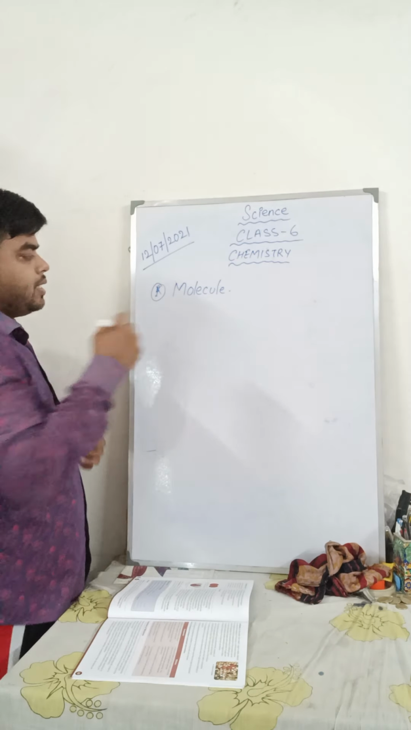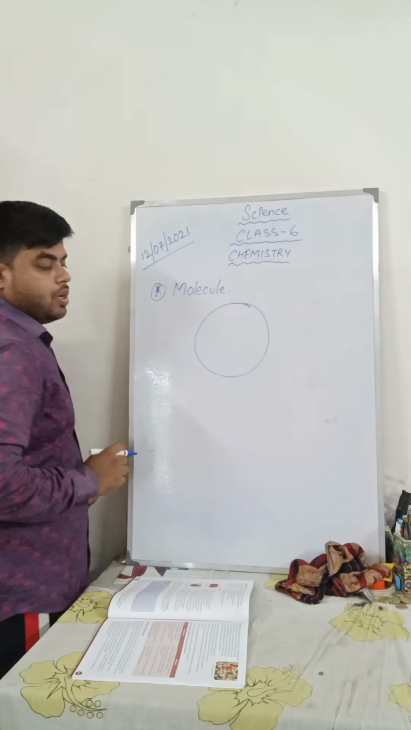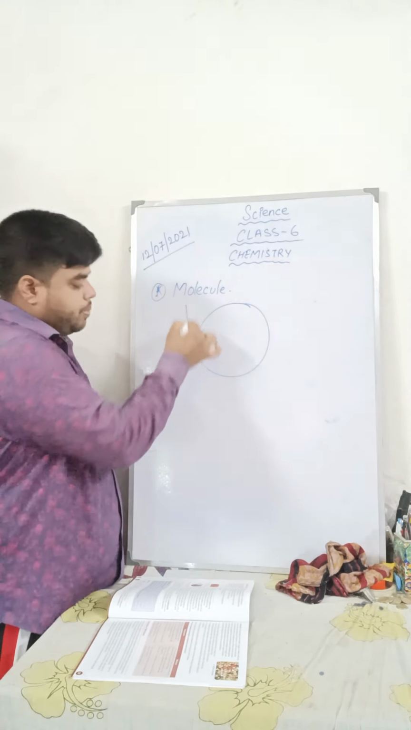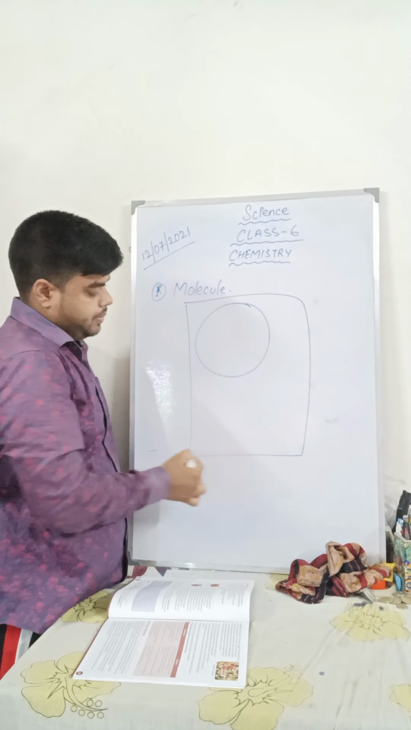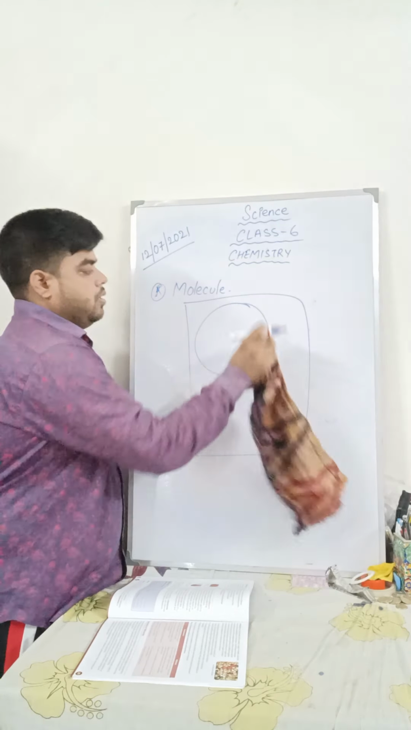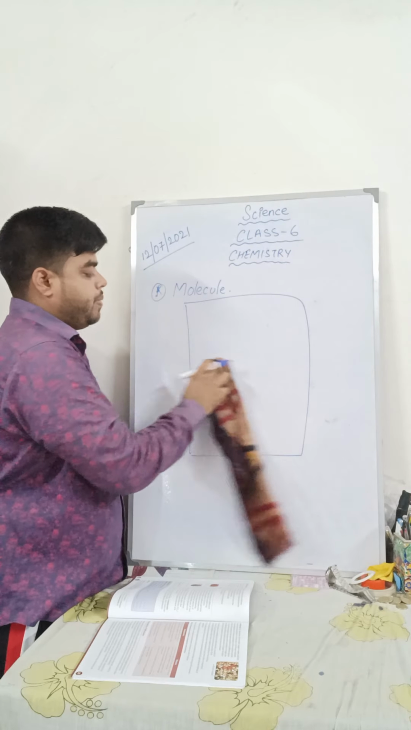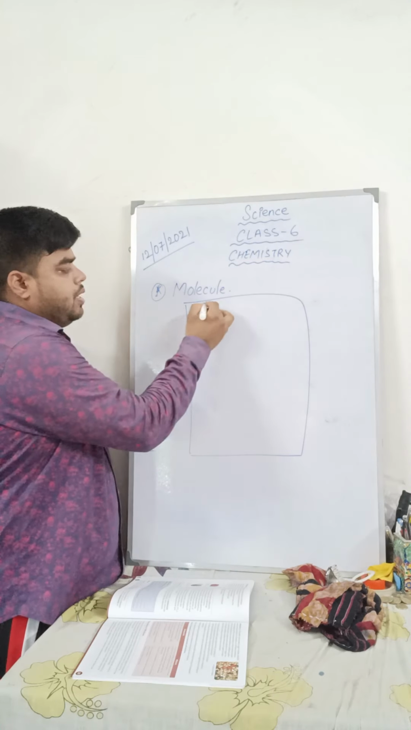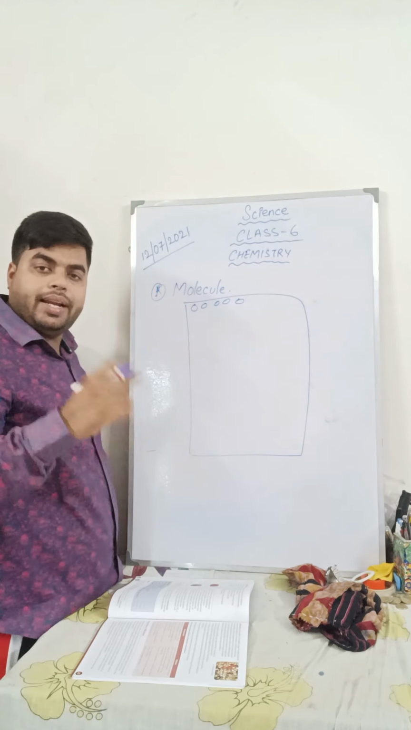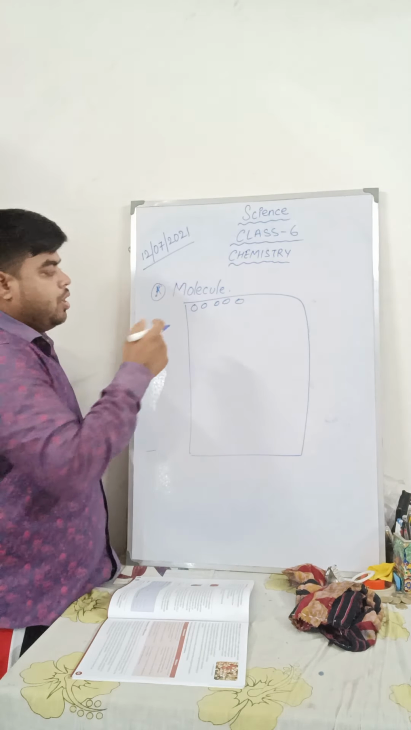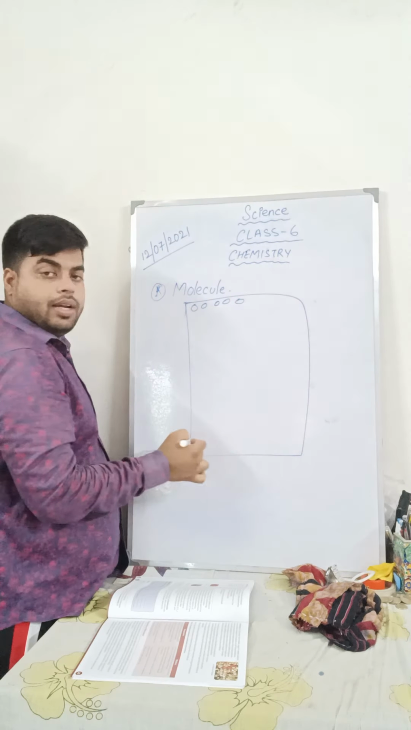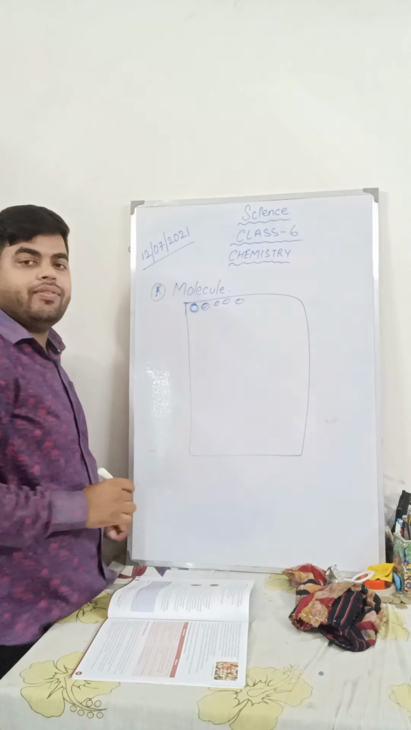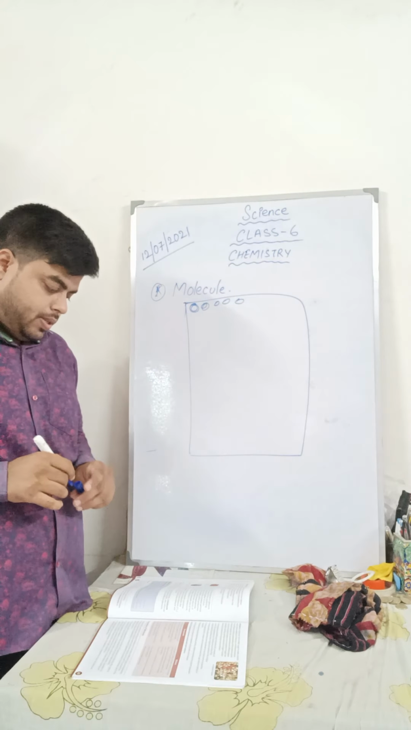That means you can say that suppose this is a molecule, this is the smallest part of the element. Suppose you take this as the element, this is the smallest part. A molecule is the smallest part of either an element or a compound. And remember, whatever properties the element or the compound has, the molecule also will have the same kind of properties.